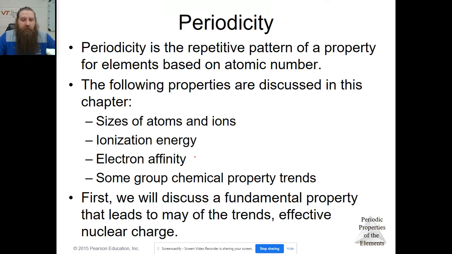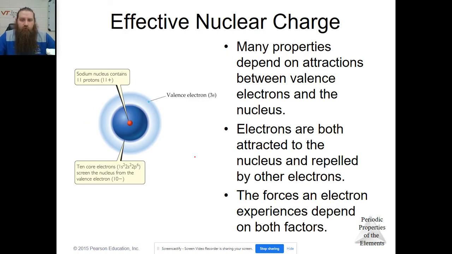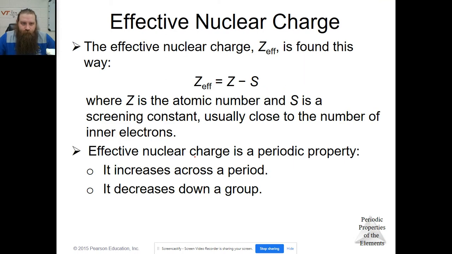The fundamental property behind these trends, though, that I really tried to hammer last year is effective nuclear charge. Remember ENC. Effective nuclear charge is a description of the attraction between the nucleus, which is positive, and the valence electrons, which are negative. Electrons are attracted to the nucleus, but they're repelled by the other electrons in the electron clouds because negative charges repel negative charges. So the forces that the valence electrons experience have to be a sum of the repulsion and the attraction forces.